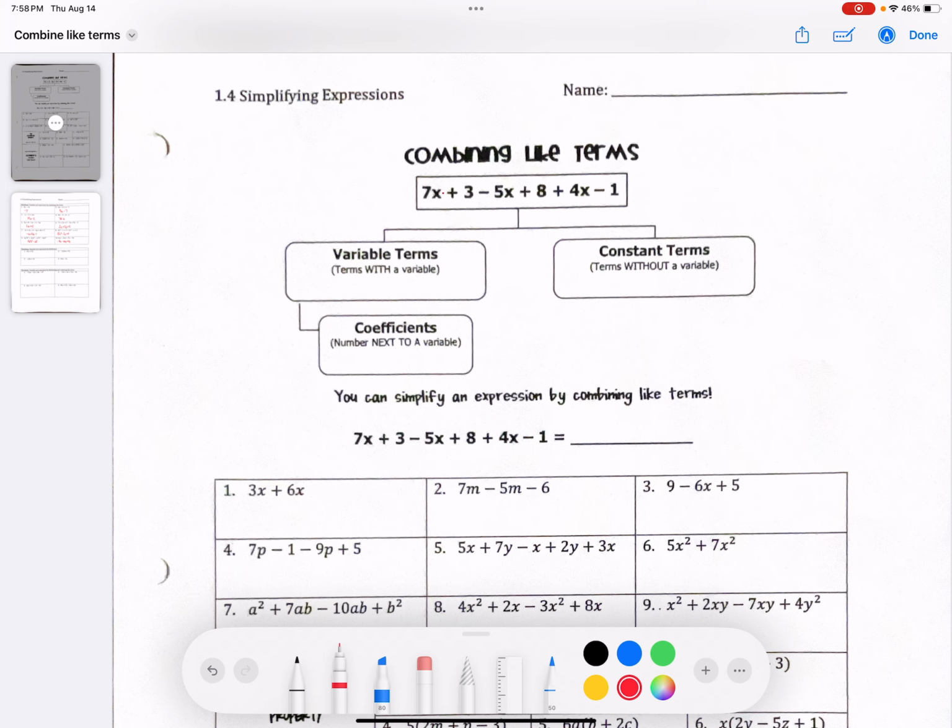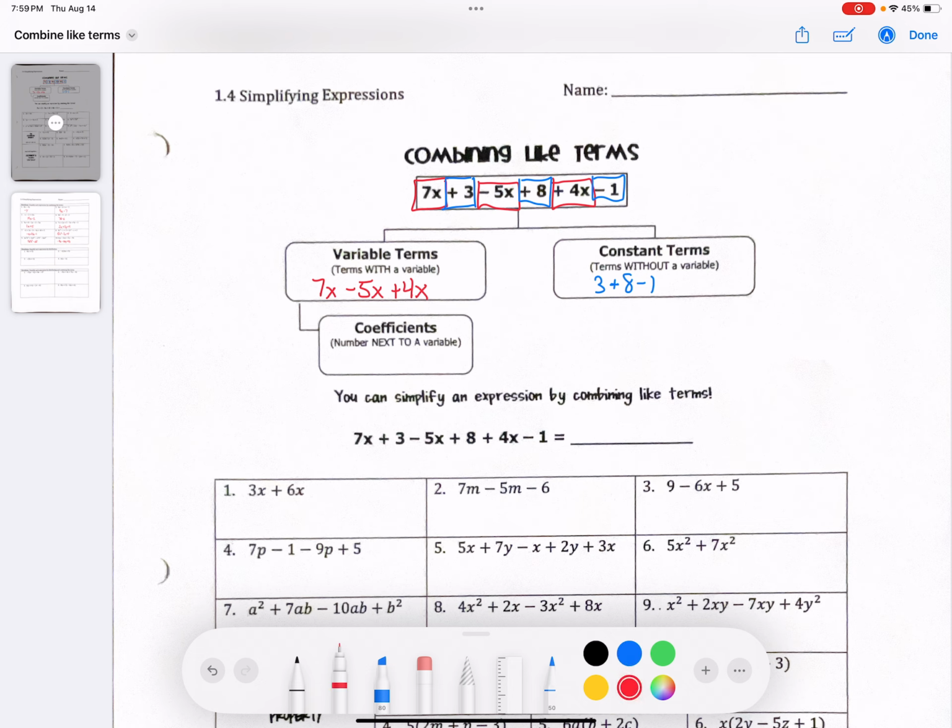On this example up here, our variable terms are 7x, negative 5x, and positive 4x. You got to make sure you keep the signs in front of your numbers on your variable terms so that way you know what the sign is. So our variable terms are 7x, negative 5x, and plus 4x. And our constant terms are positive 3, positive 8, and negative 1. So we have positive 3, plus 8, minus 1.